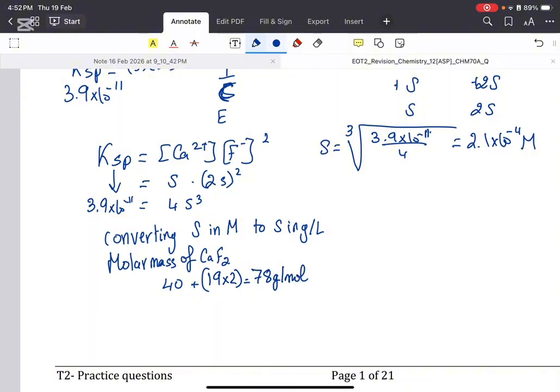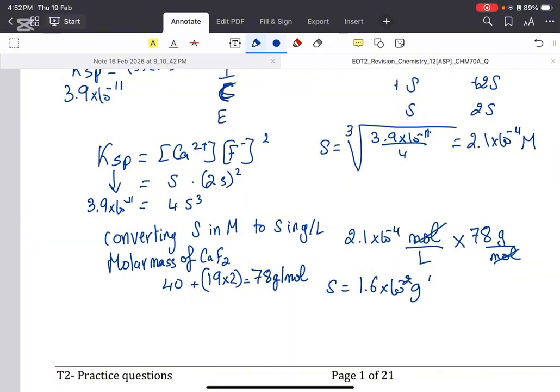So let's put the numbers here together. 2.1 times 10 to the power negative 4 mole per liter. I will multiply it by the molar mass, which is in gram per mole. Mole and mole, they cancel out. So we get our answer in gram per liter. So it's 1.6 times 10 to the power negative 2 gram per liter.